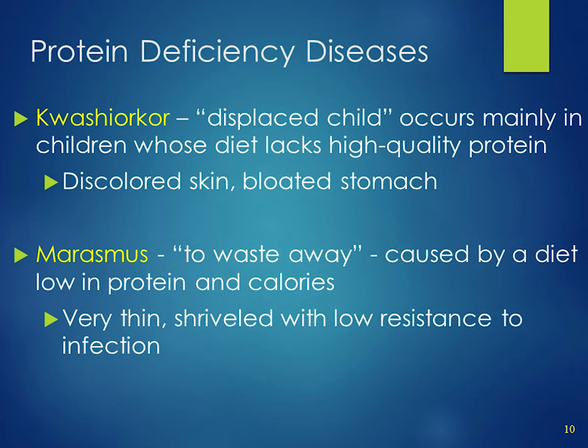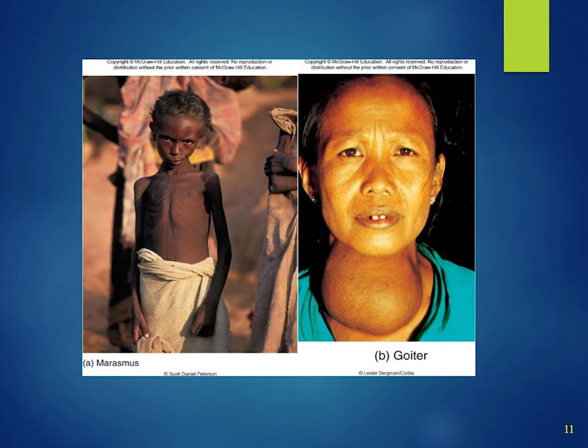Kwashiorkor, the displaced child, occurs mainly in children whose diet lacks high-quality protein. Discolored skin, bloated stomach. Marasmus, to waste away, caused by a diet low in protein and calories. Very thin, shriveled, with low resistance to infection. A photo of a child with marasmus and a woman with goiter.